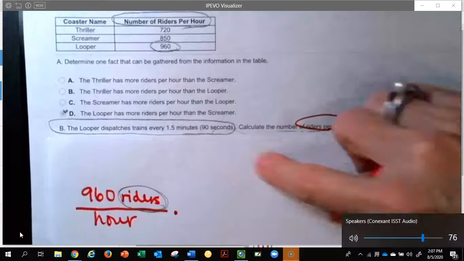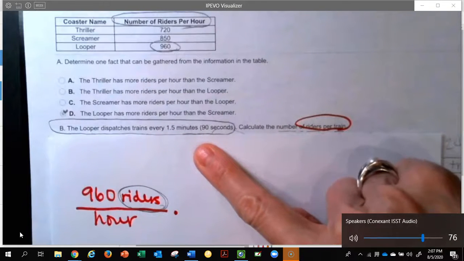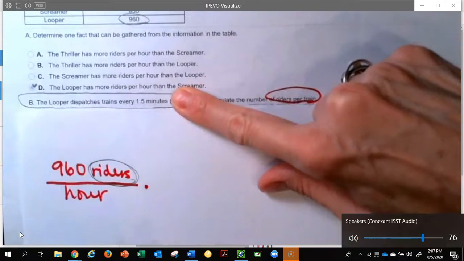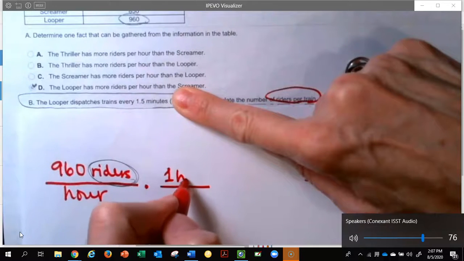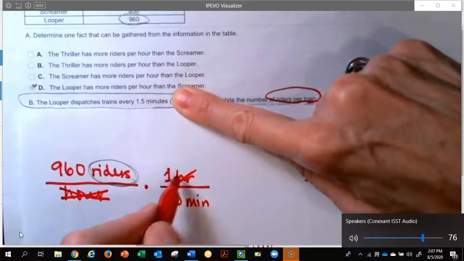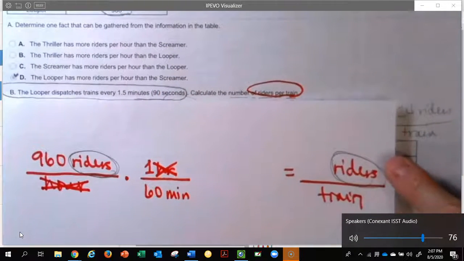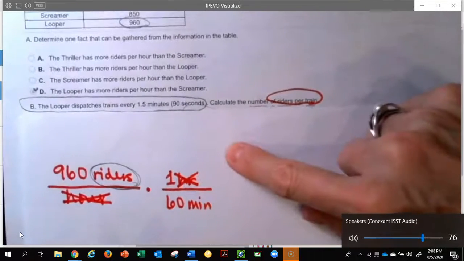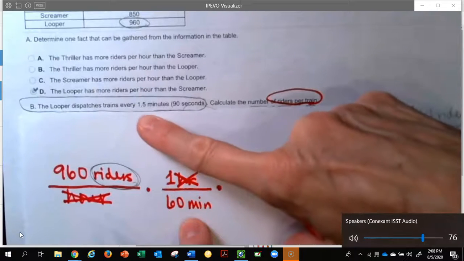And so I'm going to go here and notice that the trains dispatch every 1.5 minutes, or that's seconds. Well, I'm going to go with the minutes one. And so since I'm going to need minutes, I'm going to go ahead and work on this hour, because I know that 1 hour is worth 60 minutes. My hours go away, and that gives me another number. So riders per minute, nope. I need riders per train. And so this was just a nice conversion to be able to get me out of hours, and I'm now into minutes, and look what we've got here.